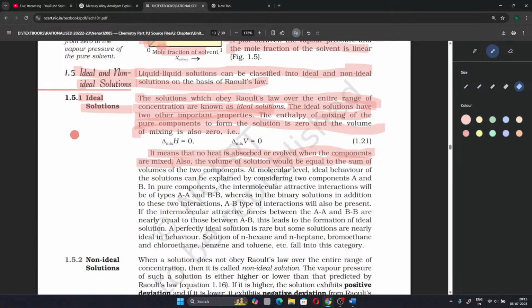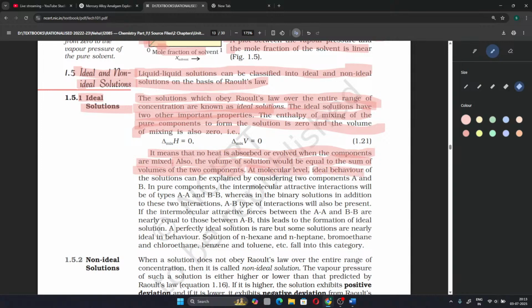As for why this changes in non-ideal solutions, it is due to intermolecular attractions, where the attraction can reduce or the repulsion can increase the volume. In ideal solutions, such things cannot happen, and delta V mix and delta H mix should be 0, meaning the volume of the solution would be equal to the sum of the volumes of the two components.